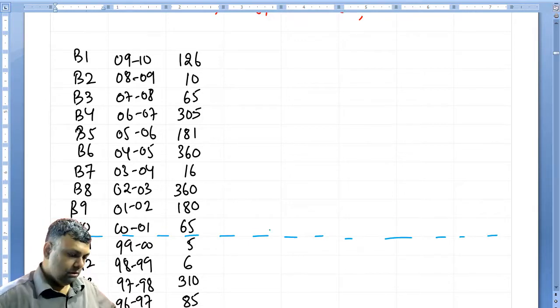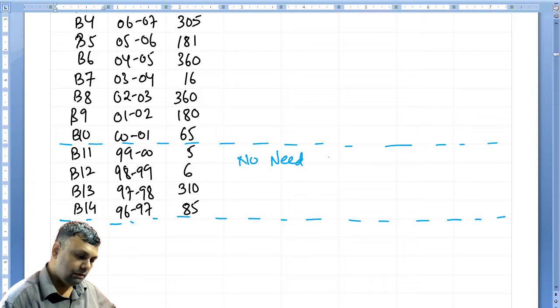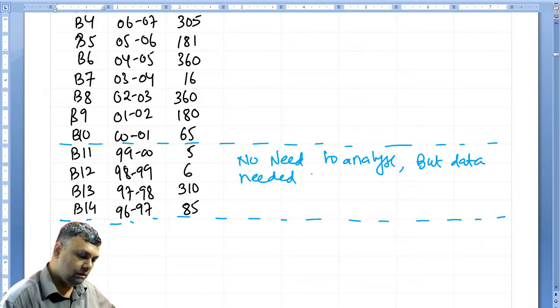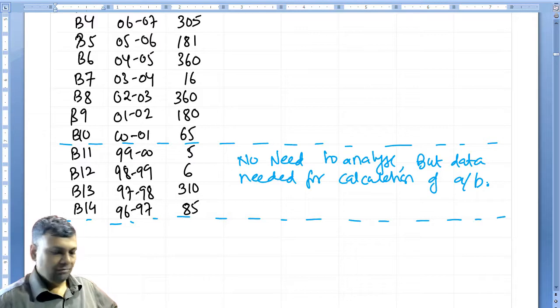Okay. So beyond 10 years, you don't need to do analysis, but that data is required, logically. Some questions print this data, some questions don't. So no need to analyze, but the data is needed for the calculation of A or B. Because that 4 years back, no. If you think about the 10th year, for deciding whether you are resident or not ordinarily resident, you require that 4 years back data.